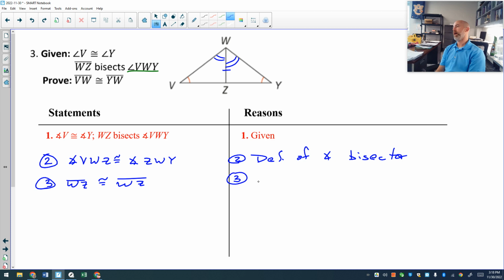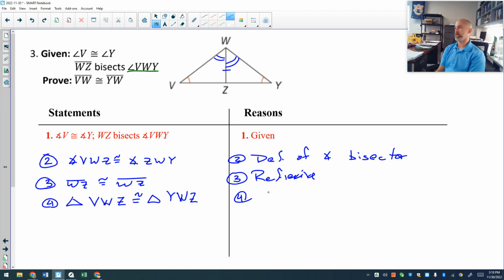I don't know. That's reflexive. That says reflexive. Trust me. And now I have my angle side, so I can name congruent triangles. Give me one. VWZ. And now with the second one, we have to make sure we get it in correct order. YWZ. It'll be YWZ. And that's by angle side.